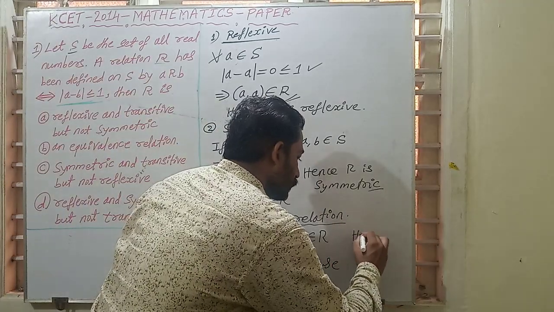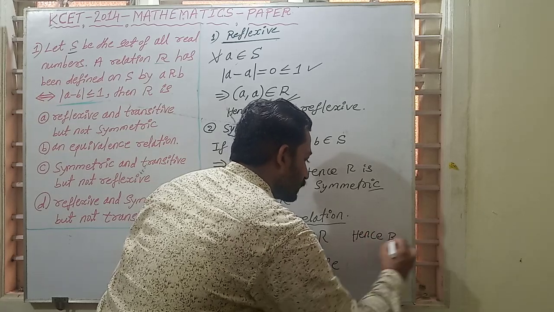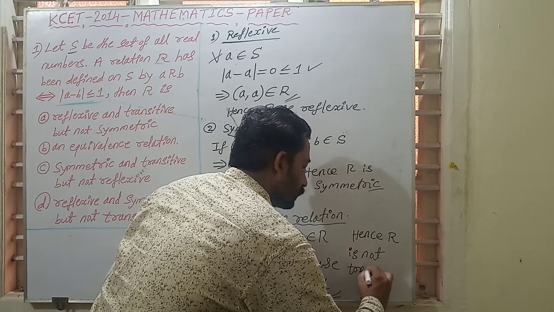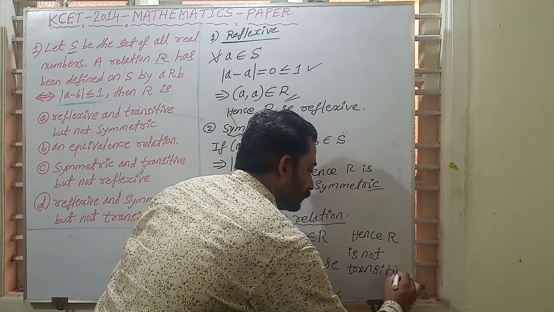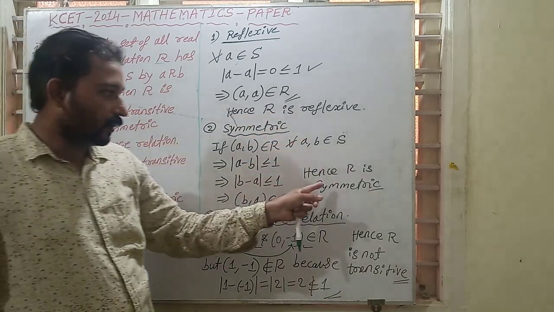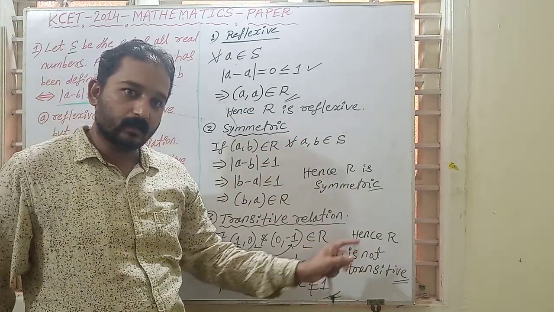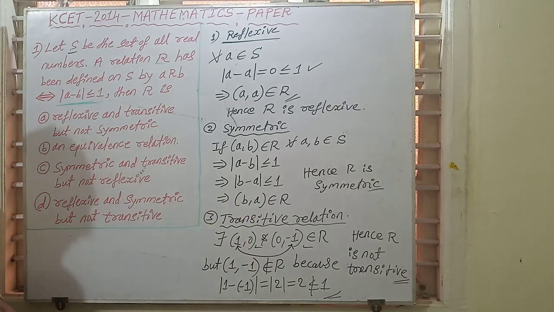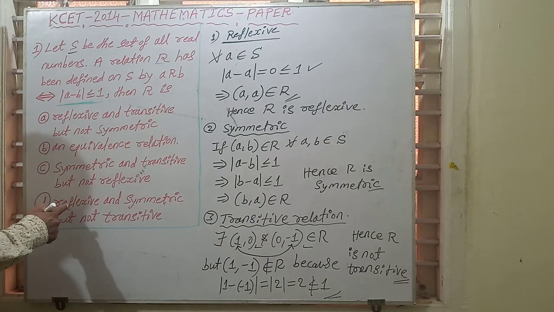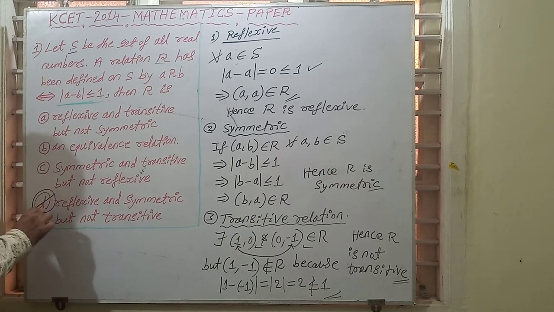Hence R is not transitive. So according to this, R is reflexive, R is symmetric, but R is not transitive. Which option is correct? The one which says reflexive and symmetric, but not transitive. Hence option D is correct. So take a note.